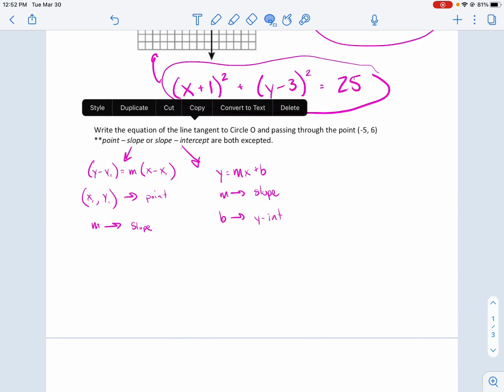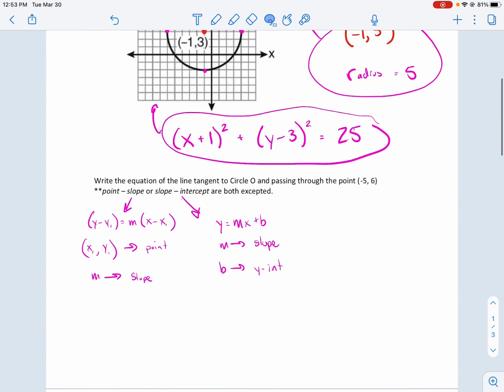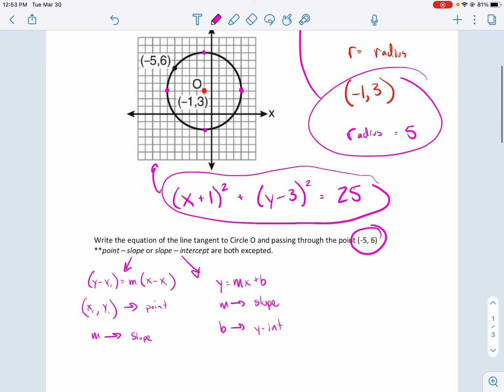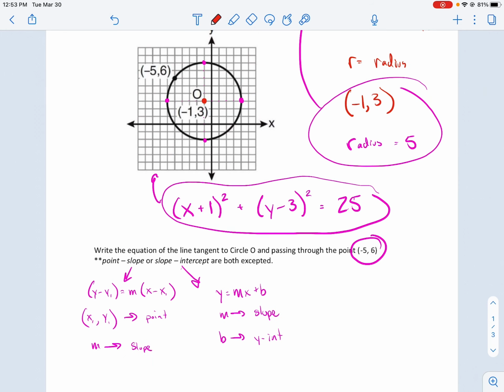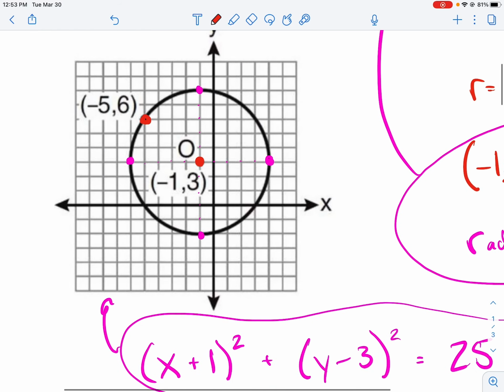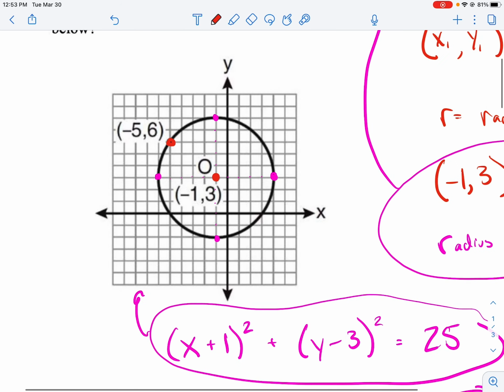Anyway, those are the two equations that you could utilize. But we have our point, which in this case is -5, 6. So the only part we're really missing is the slope that we need. And before we can figure that out, we have to figure out the slope of this radius here from -1, 3 all the way to that point there.